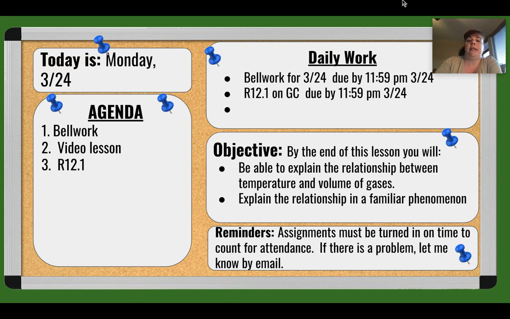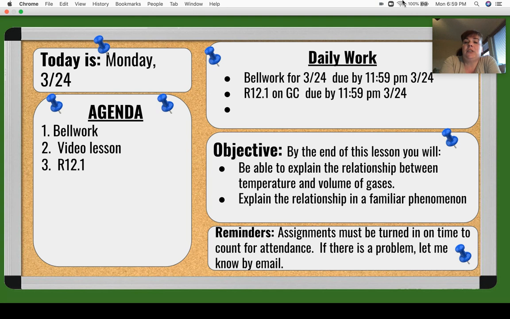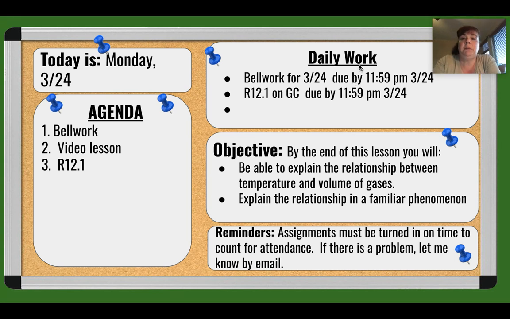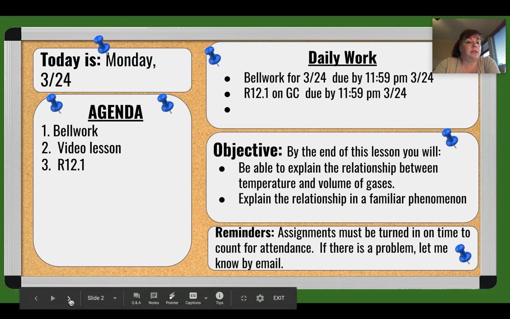So our objective by the end of this lesson, you'll be able to explain the relationship between temperature and volumes of gas. And you're going to explain that relationship in a familiar phenomenon. Okay, so reminders, make sure you turn in your assignments to be turned in for attendance. If there's a problem, let me know. I've already talked to a few people. We're still working out some bugs, so things are going to be a little bit more flexible for the first little bit. Okay, so let's go into our next slide.